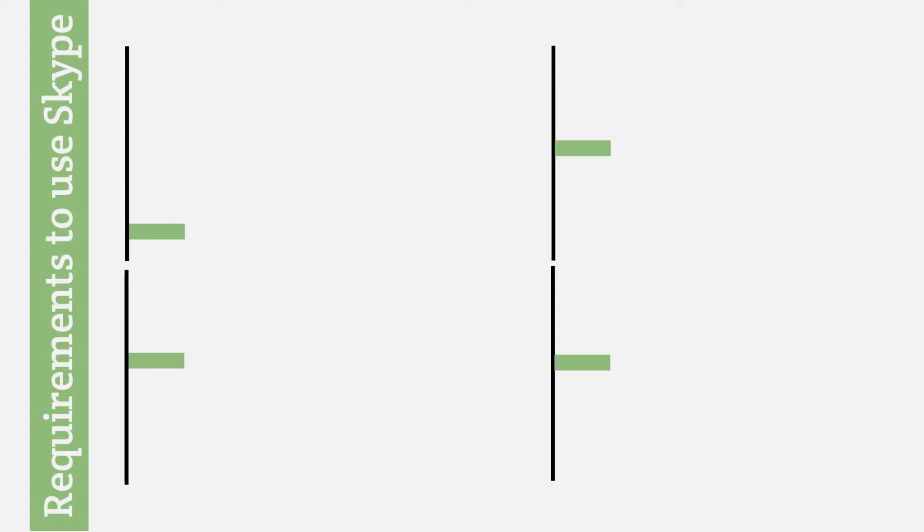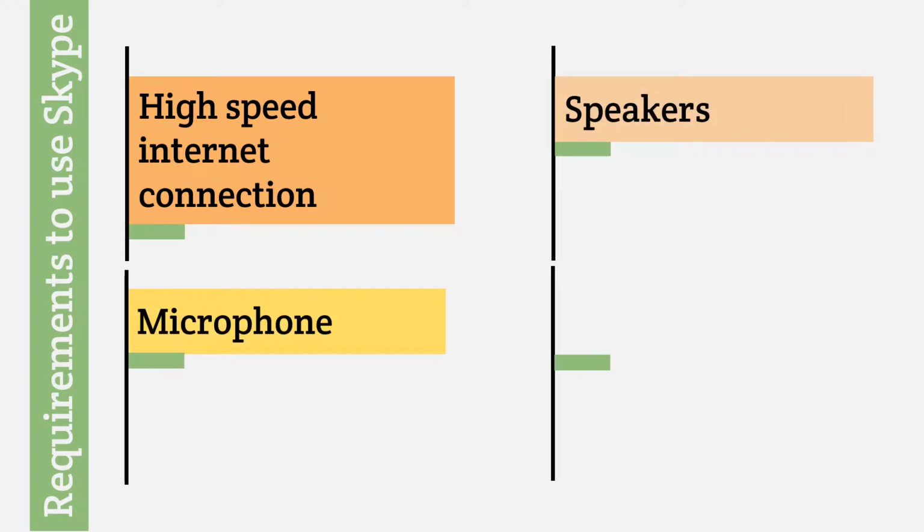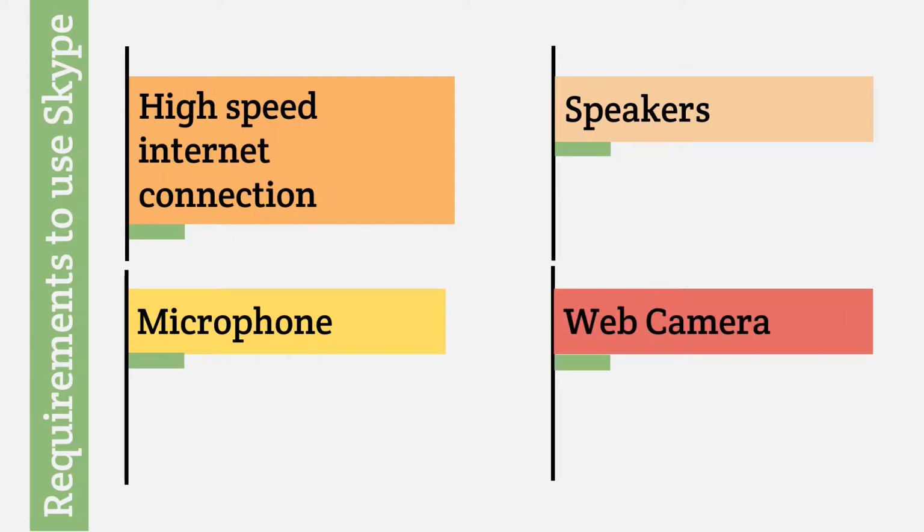Requirements to use Skype. What are the various things that we require to use Skype? One, high-speed internet connection. We must have a very high-speed internet connection to transfer our voice and video calling. Speakers to listen to other person, microphone or headphone. Then you also need a web camera for doing the video calling. And one more important thing, you also need a Microsoft account to use Skype.